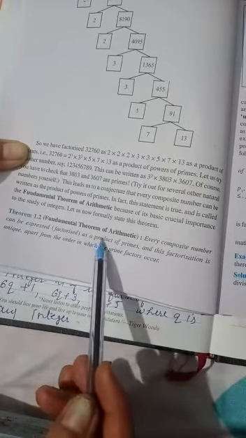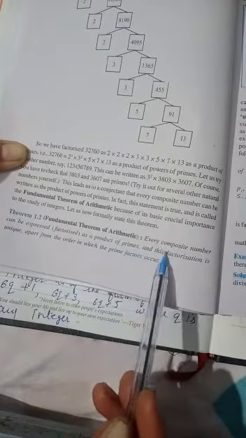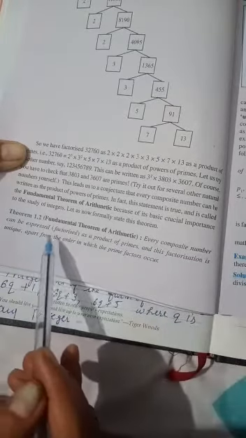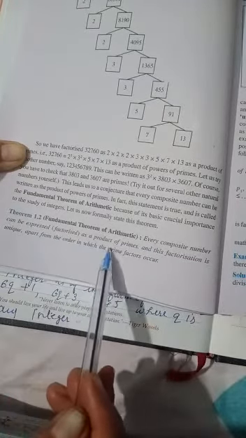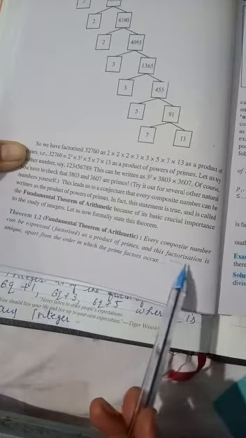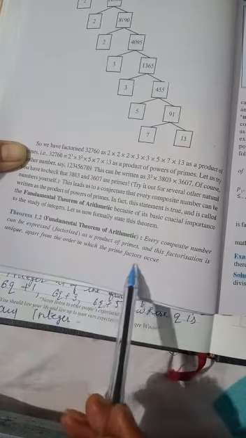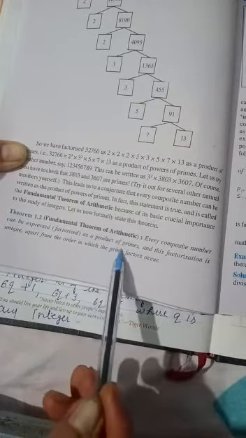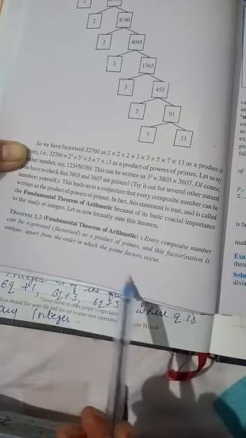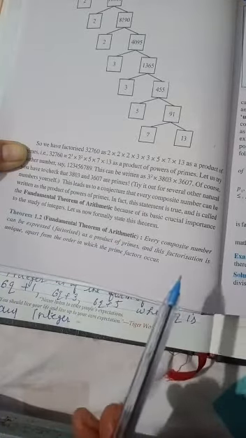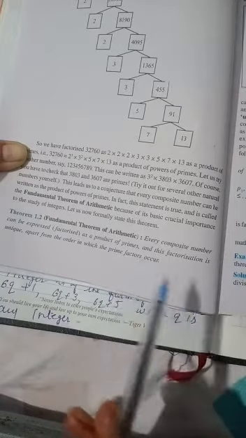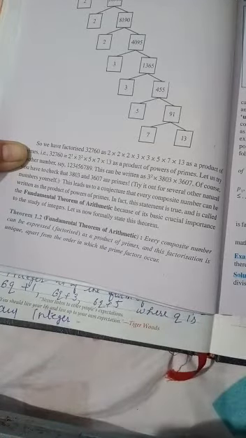The sense should be the same. The fundamental theorem of arithmetic states that every composite number can be expressed as a product of primes, and this prime factorization is unique apart from the order in which the prime factors occur. This is the complete or exact definition. If anything is wrong, no need to give the marks. 1 mark either will be there or will not be there. No alternate of half. Clear?